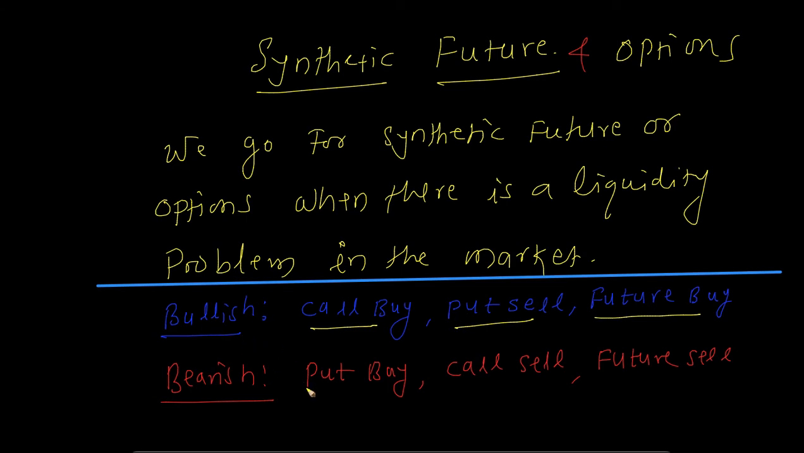When we are bearish on the market, we buy put option, we sell call option, and we also sell future. So these three things are done when we are bearish. So let's continue our discussion about what is synthetic futures and options.